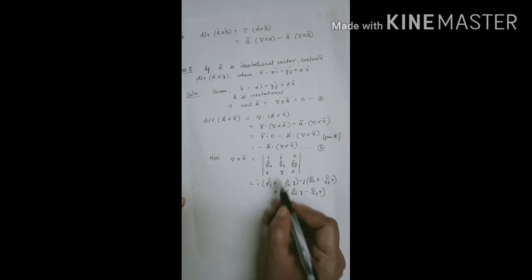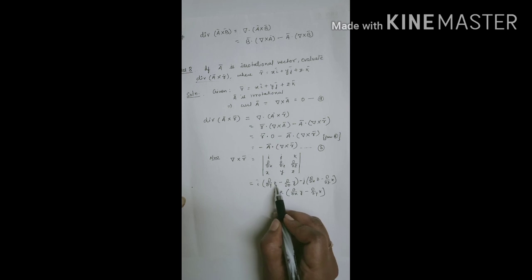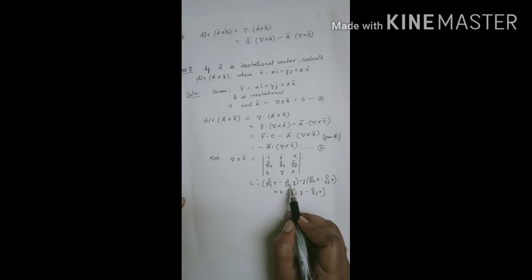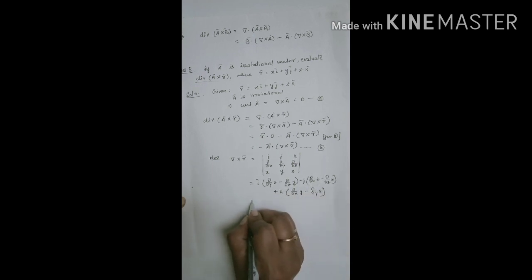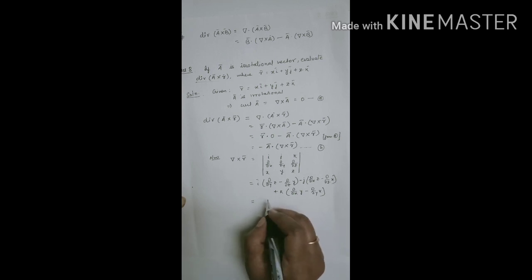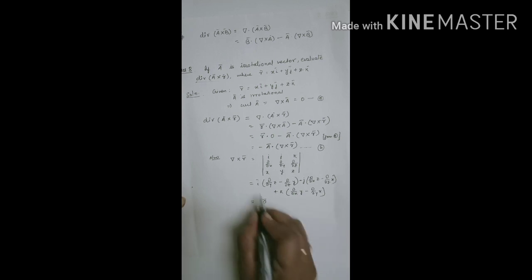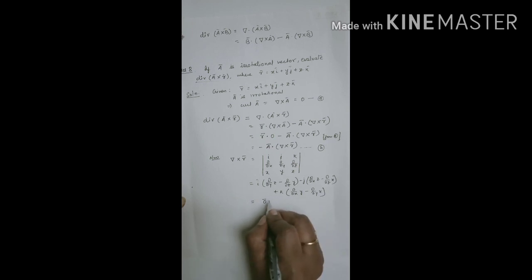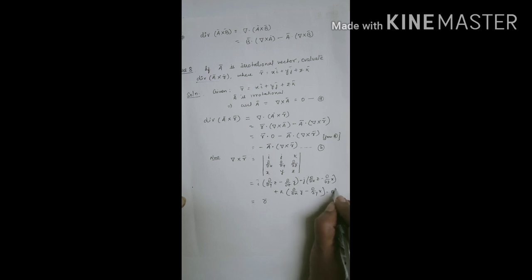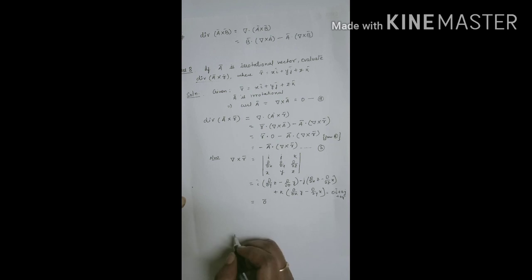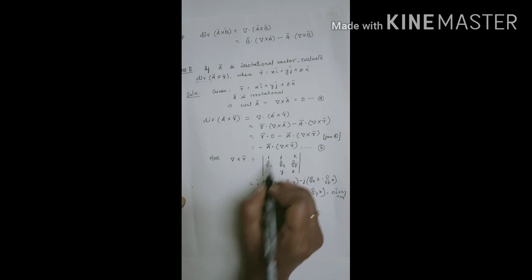And directly you can also write here: differentiation of z with respect to y will be 0, differentiation of y with respect to z is 0, differentiation of z with respect to x is 0. So you end up having nothing but a 0 vector. This all will be 0, right? So you can write 0i plus 0j plus 0k, so you get a vector 0 here. So the value of this is 0.